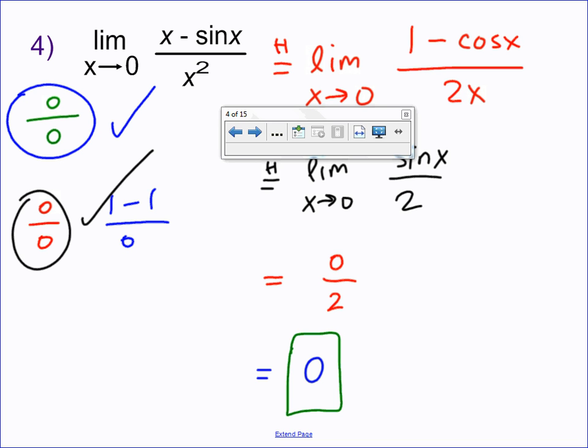Today we're going to take a step back and make sure we've got experience with an indeterminate difference, indeterminate product, and an indeterminate power. So that's what we're going to look at together today.